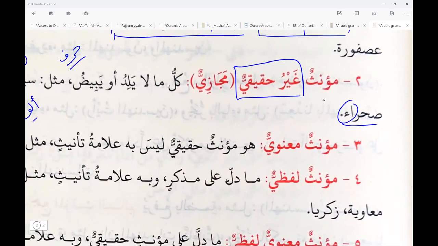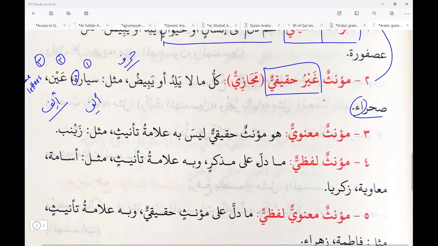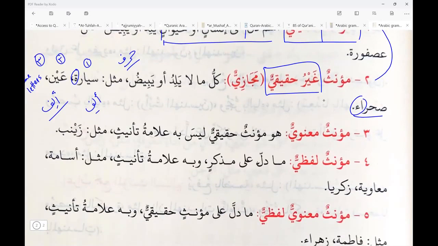I don't have to say it like this. I can just say mamdud, right? So these two are most common, and you have to know these two words. So we have muannath haqiqi and we have muannath ghair haqiqi. Very simple things. Real muannath is a female person or animal, and the other is a word that happens to be muannath for whatever reason, right? We have some reasons, I mentioned some of them.